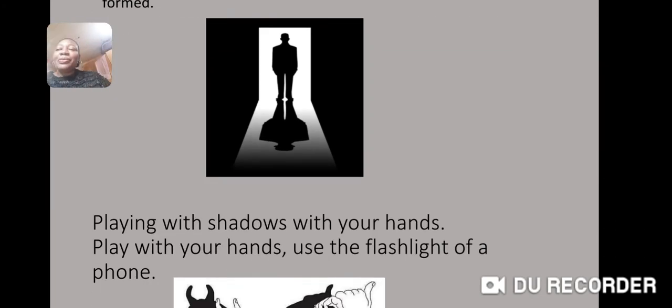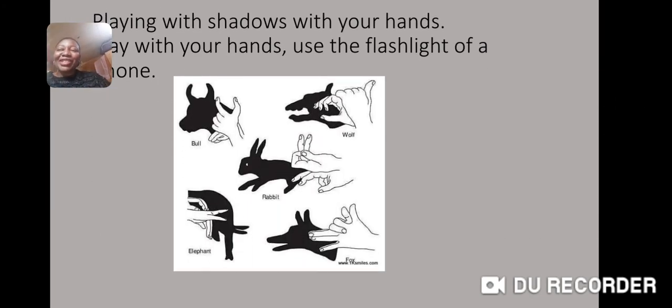Okay, now play with shadows. Did you know that you can have a lot of fun with your hands and a source of light? Now, on the screen you have the hand in different positions, and the shadows formed are images of different animals. So, I'd like you to have some fun. Use a flashlight from a phone, and then try to position your hands following these examples you can see on the screen. And you're going to be having a lot of fun.